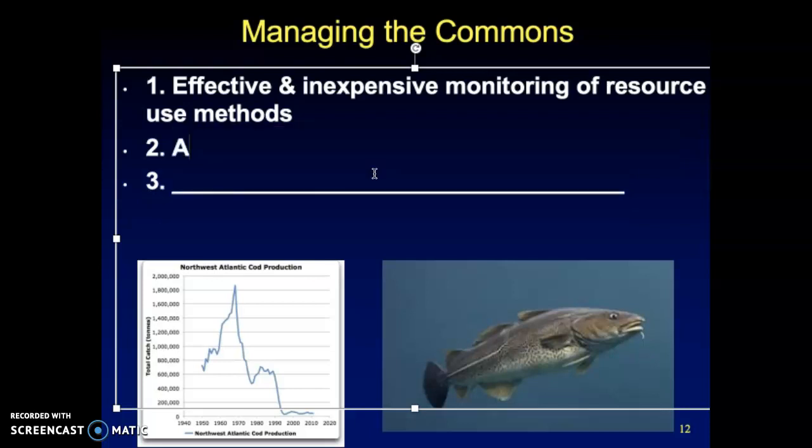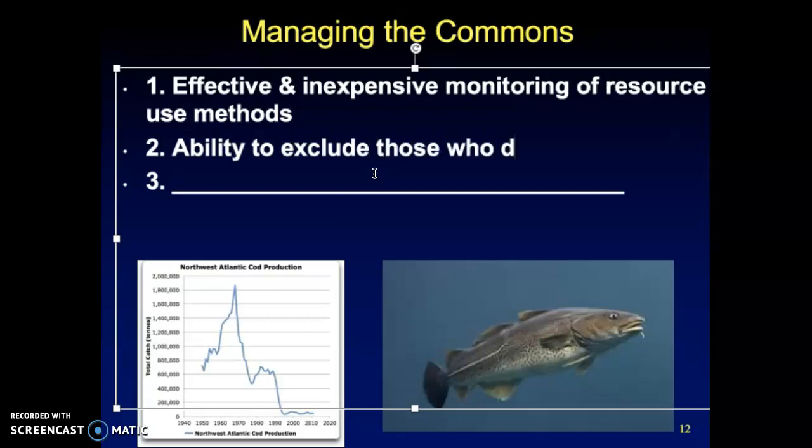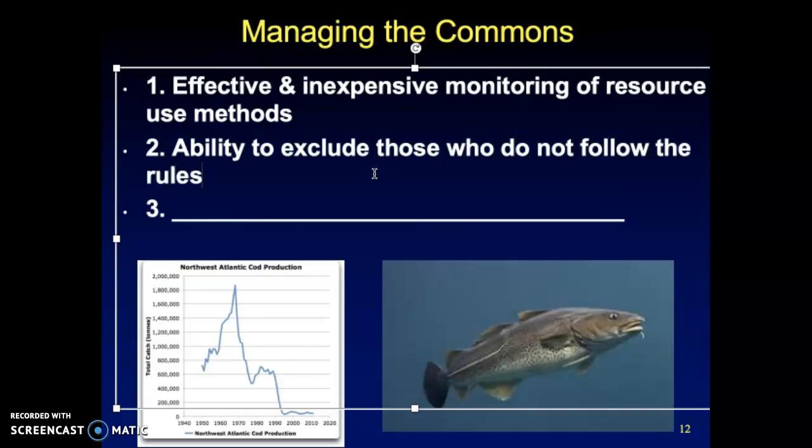Number two is difficult. Can you exclude those who don't follow the rules? Depending on whether this is a species that is common to a state or to a country or to the world, you may or may not be able to enforce this. But let's go back to our deer example. Somebody's caught poaching, somebody's killing deer when they shouldn't, or killing too many deer that they don't have permits for, you lose your hunting privileges.